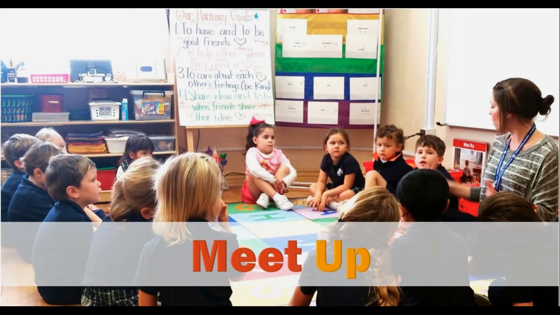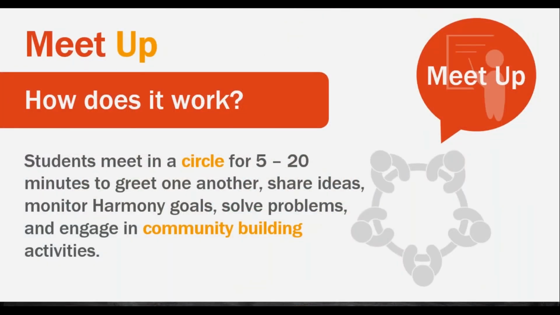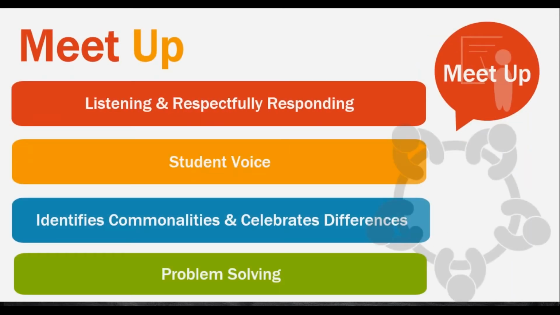As you know, in meetup, students meet in a circle for 5 to 20 minutes. They greet one another, share ideas, monitor those Harmony goals, solve problems, and engage in community building activities. Meetup works to build our communities because students have many opportunities to speak up and share what's on their minds. Their voices are important. It improves communication, and it helps students identify how they're alike and to celebrate how they're different. I love the problem-solving part of a meetup.